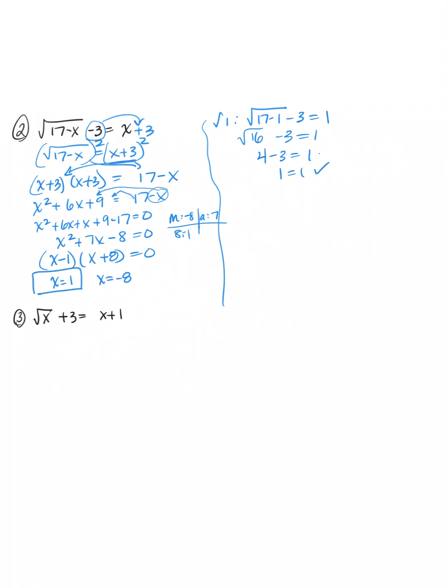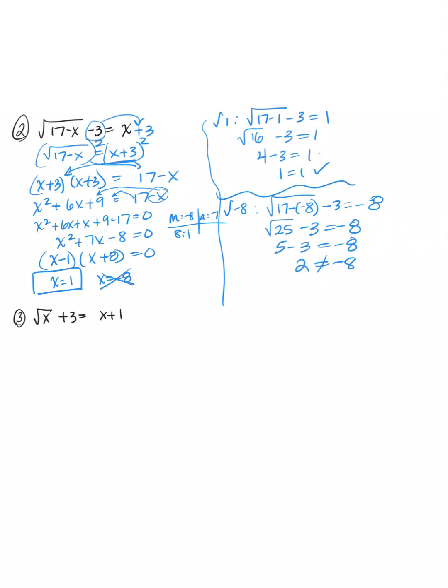The 1 works. Let's try the negative 8. So 17 minus a negative 8 minus 3 equals negative 8. Let's see. 17 minus a negative 8 would be plus 8. So it's going to be the square root of 25 minus 3 equals negative 8. Well, that's 5 minus 3. Does that equal negative 8? Well, no. 2 does not equal negative 8. So that means the negative 8 is not a good answer. We've checked it. We're good.